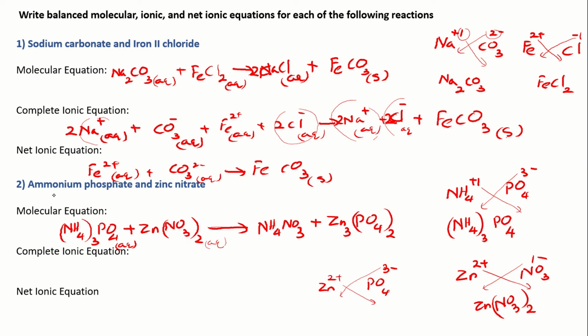Alright, so if you're trying to write the formula for ammonium phosphate and zinc nitrate, ammonium is a polyatomic cation with a +1 charge and phosphate is 3- charge, and this is how you figure out the formula for ammonium phosphate with the charge neutrality. And then for zinc nitrate, zinc makes a 2+ ion and nitrate 1- charge, and with the charge neutrality you get zinc nitrate like this.